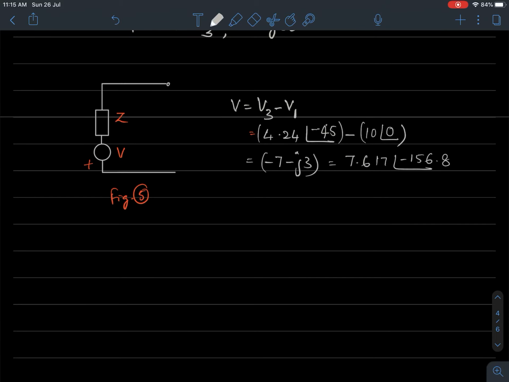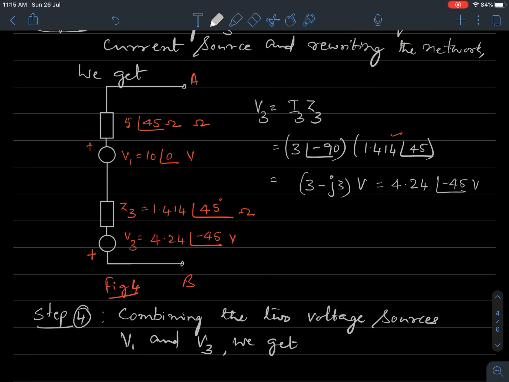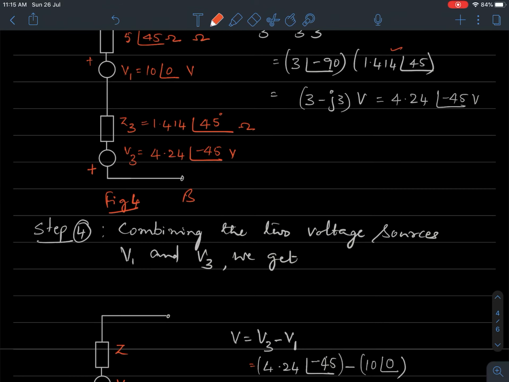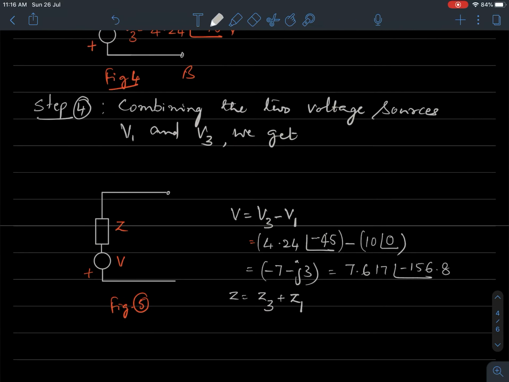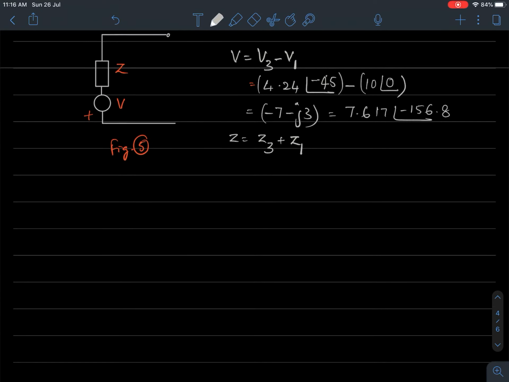Z is simply the sum of the two impedances. Z equal to the impedance Z3 plus Z1, because those two impedances are in series. I had called it Z1 rather. If you look at figure 4, Z1 and Z3 are two impedances in series from B to A. Alright, so we may have to add Z3 and Z1.